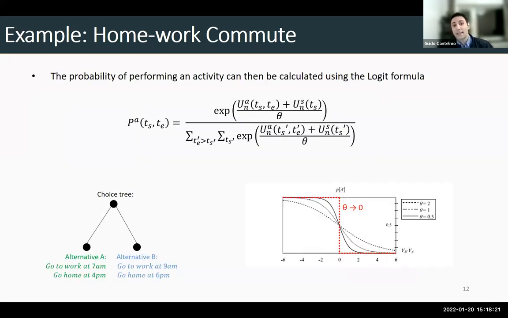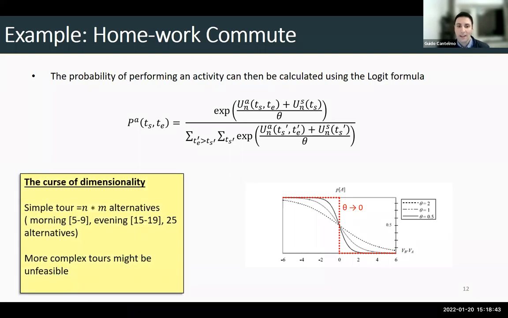And finally, let's look at the way we compute probability for it. Given our utility functions, for a second, we assume that all parameters are given. Then we can get the probability as a simple logit formula in which our decision variable is the departure time, time in the morning and time in the evening.